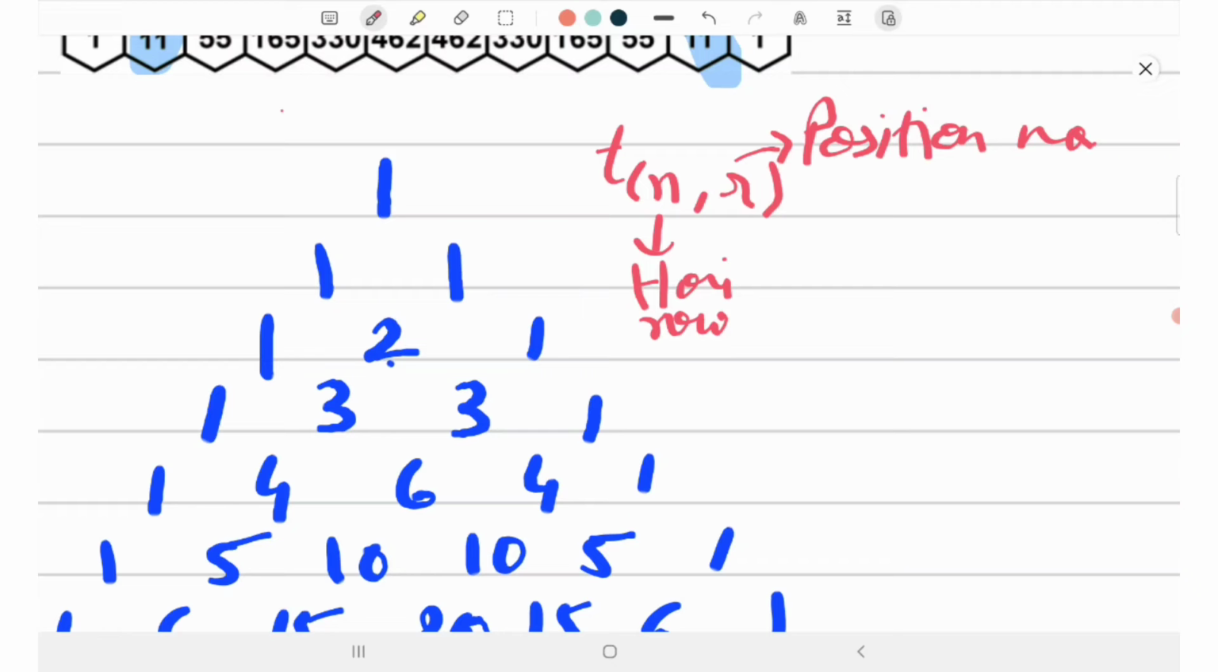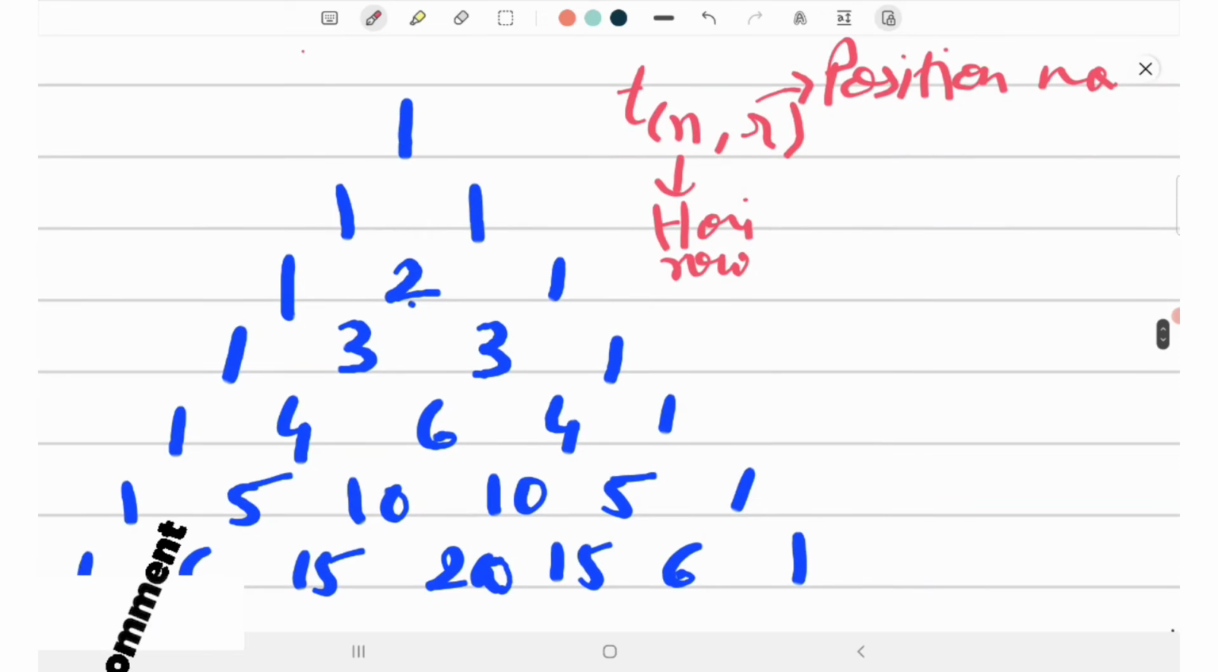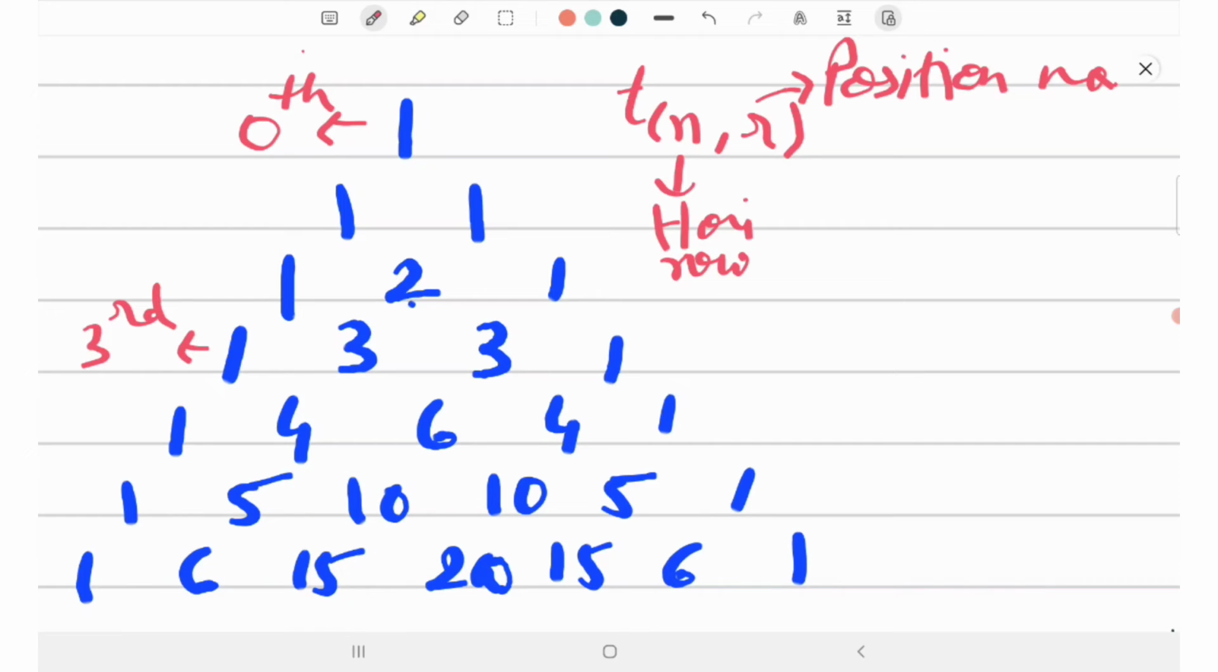What do I mean by that? We know that we start calculating the rows from the 0th row. Similarly, we name the numbers from the 0th position as well. So, this one is the 0th row. Similarly, first, second, third. Let's take the example of this row. This is the third row. Now, here this 1 is on the 0th position. This 3 is on the first position, this is on the second position, this is on the third position. So, the position number also starts from 0, not from 1.